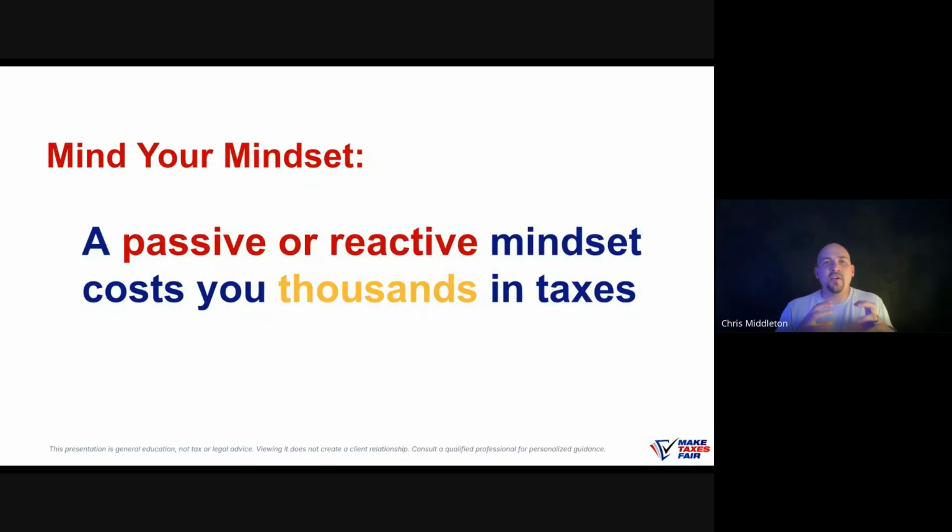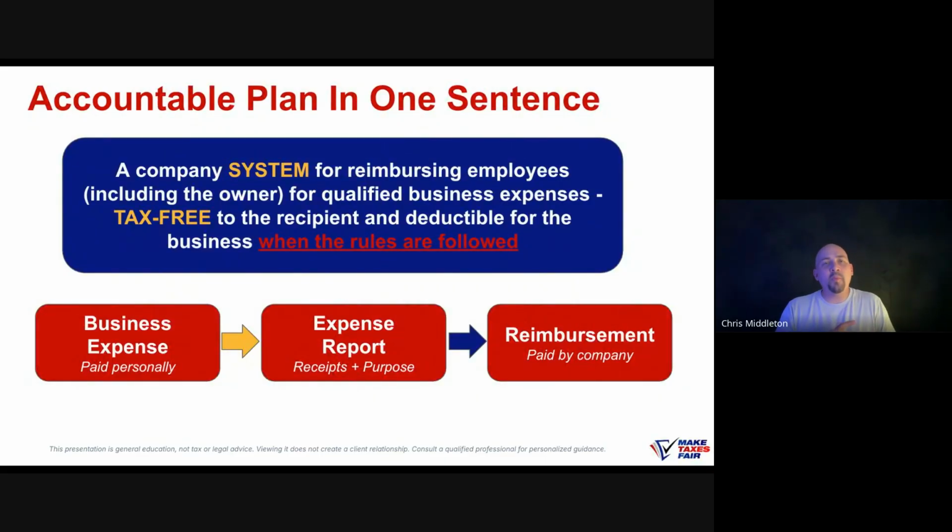But really, this comes down to one of the core things around the accountable plan: it's minding your mindset, right? A passive or reactive mindset is going to cost you thousands of dollars in taxes. That's true for this strategy as well as others. And the accountable plan, if you were to sum it up in one sentence, and I'm not asking you to memorize this because it's a very long sentence, but pay attention: an accountable plan is a company system for reimbursing employees, including the owner, for qualified business expenses, tax-free to the recipient, and deductible for the business when the rules are followed.